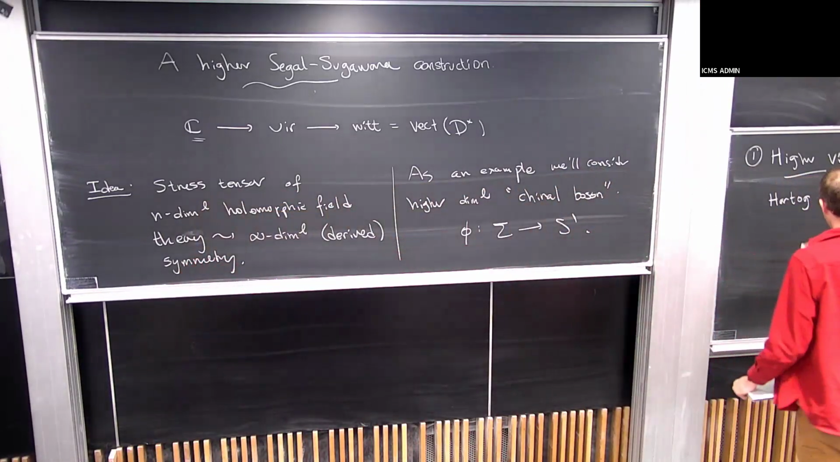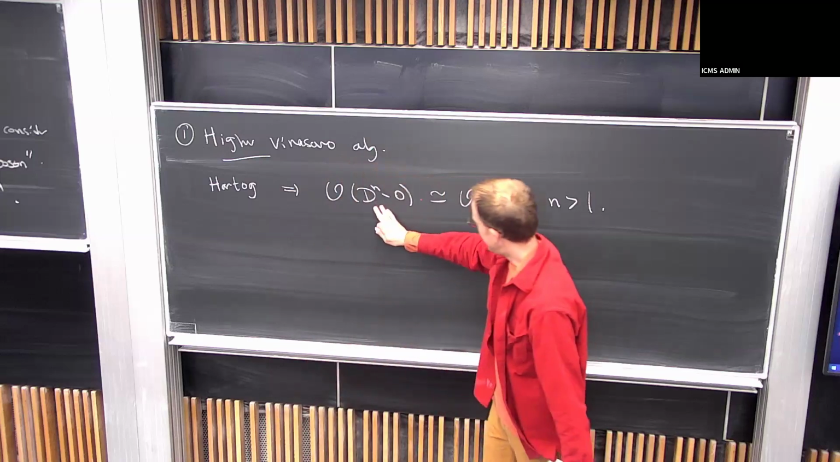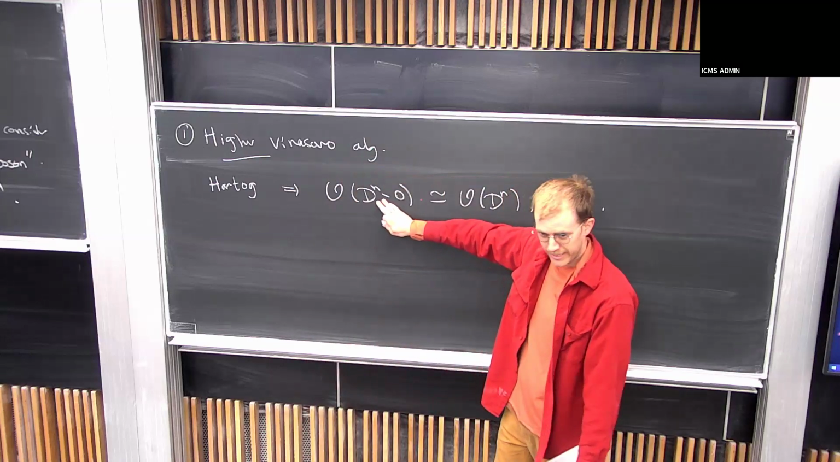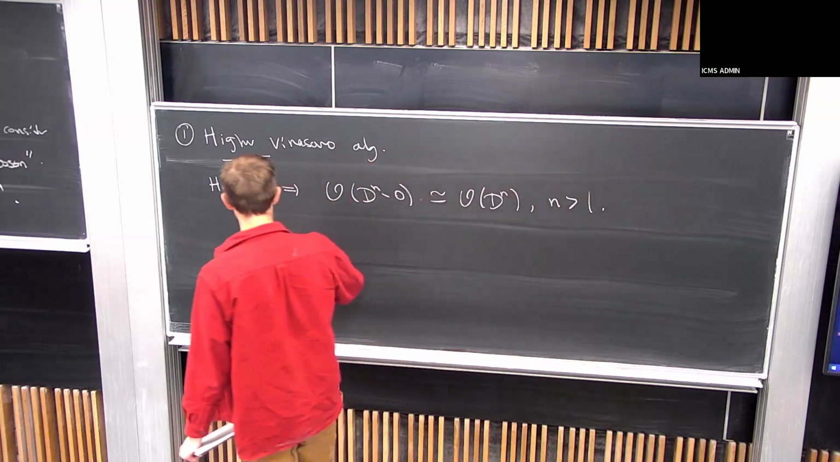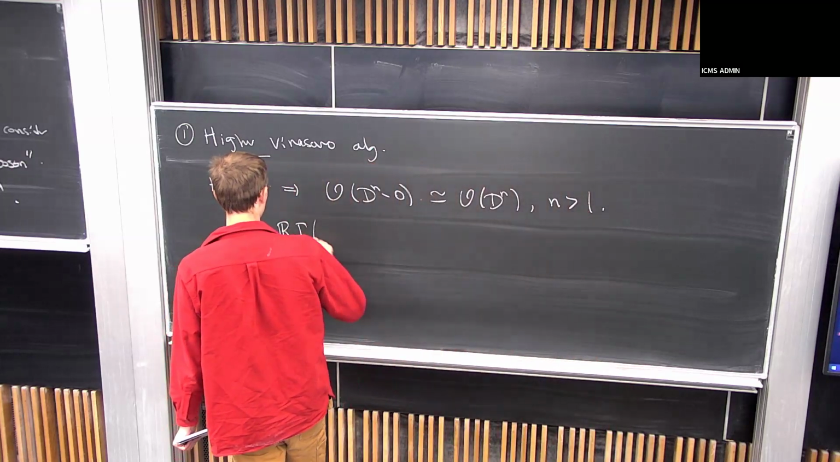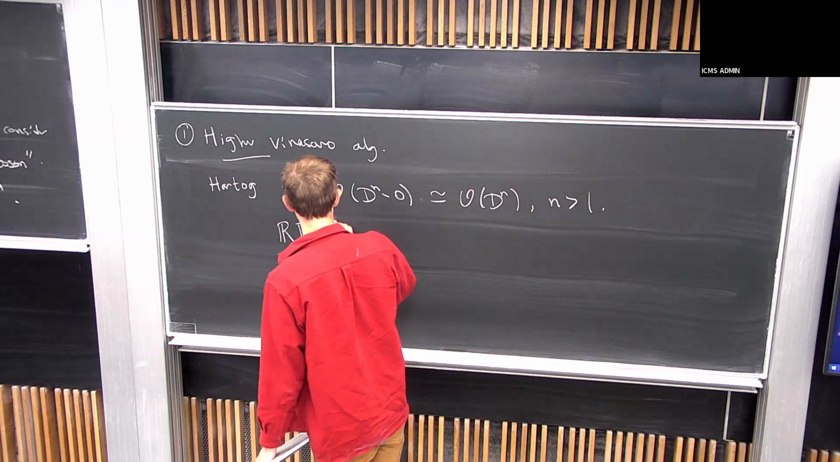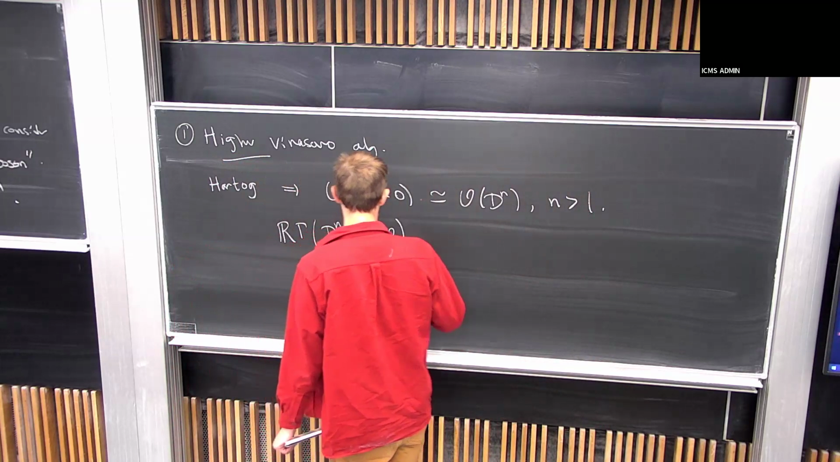But the point is that in higher dimensions, of course, this punctured n disk is not affine. So there's higher cohomology. So the thing we should really do is look at the derived sections of the structure sheaf on punctured space.